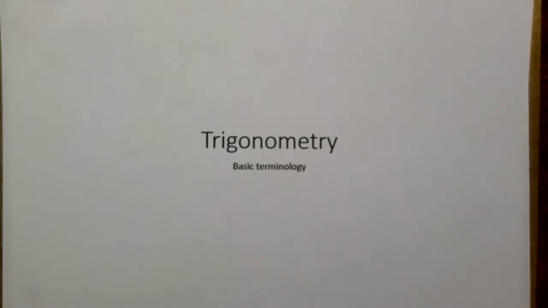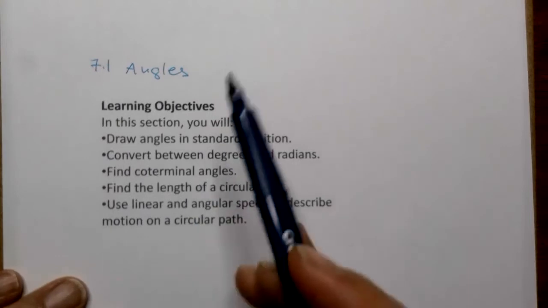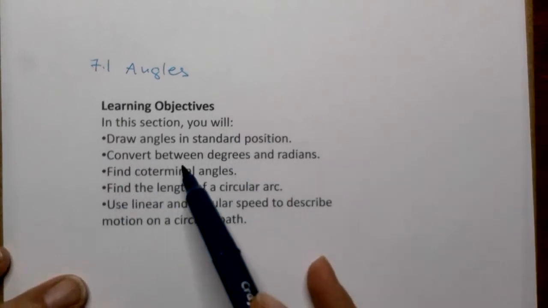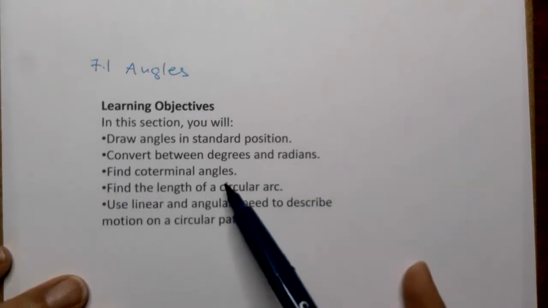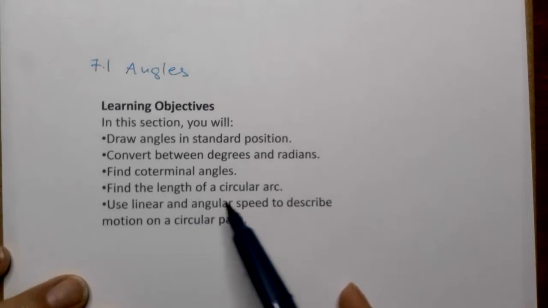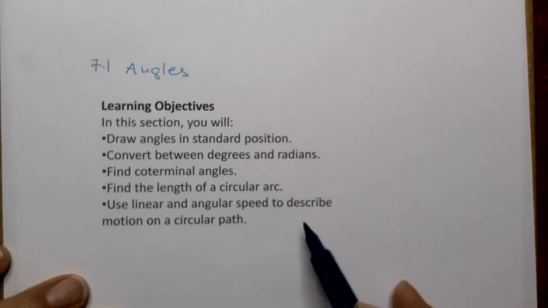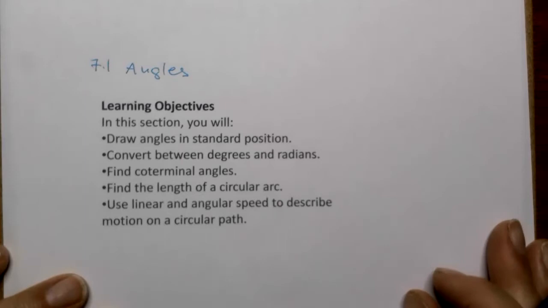We're starting with our first section, and the learning objectives for this section are to draw angles in standard position, convert between degrees and radians, find coterminal angles, and find the length of a circular arc. Use linear and angular speed to describe motion in a circular path.